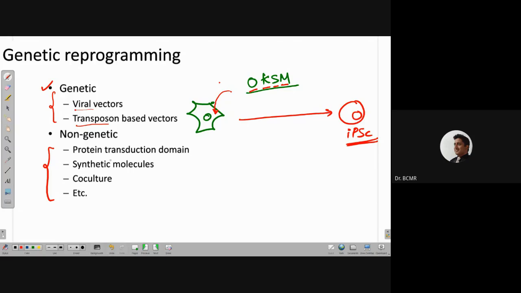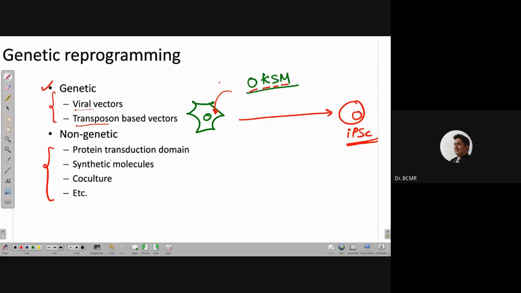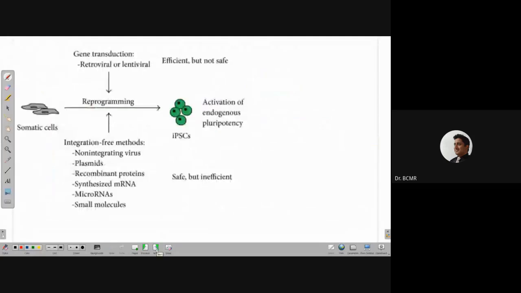That makes it much more effective. Whereas if you're trying to give directly proteins that are already synthesized, there is a limit on how many proteins are being made. So they're not as efficient as genetic vectors. But the genetic vectors do have a problem, because if we are using genetic vectors, they may get integrated into the genome.